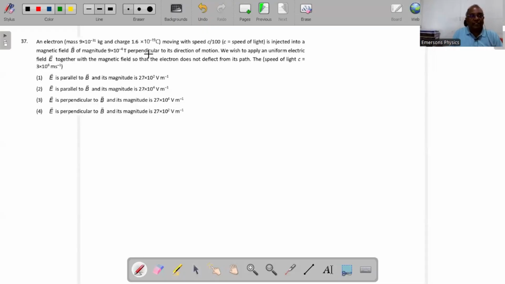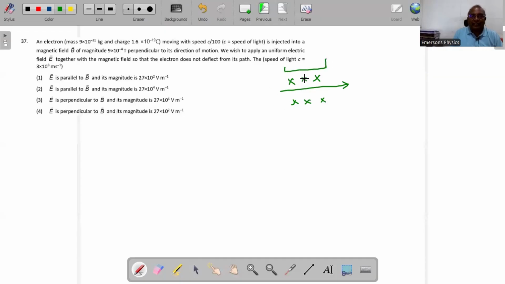Okay, an electron of given mass, given charge, and given velocity is injected into a magnetic field of given value, perpendicular to the direction of motion. We wish to apply a uniform electric field together with the magnetic field so that the electron does not deflect from its path. Very simple. You know that the charged particle is moving perpendicular to the magnetic field. The electron is moving perpendicular to the electric and magnetic fields.